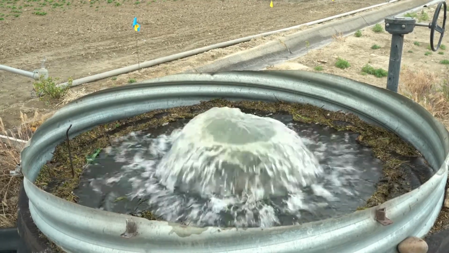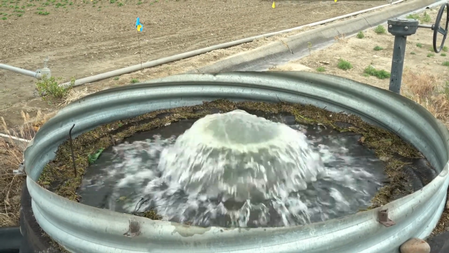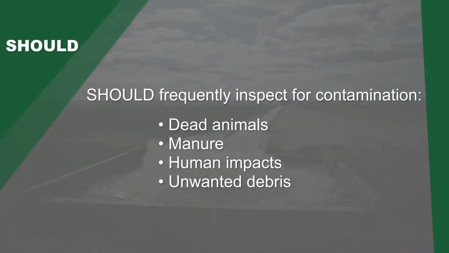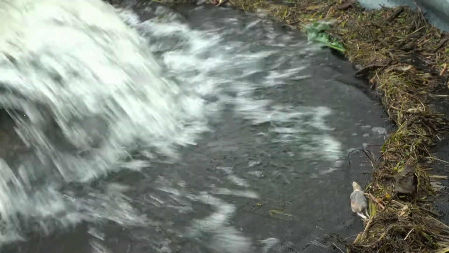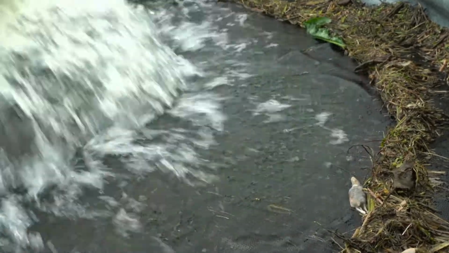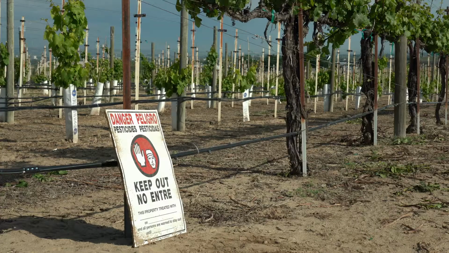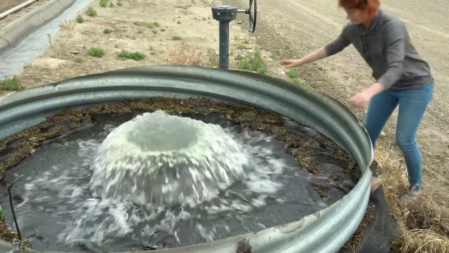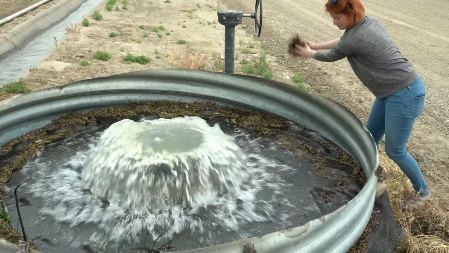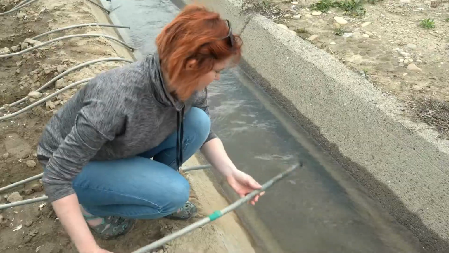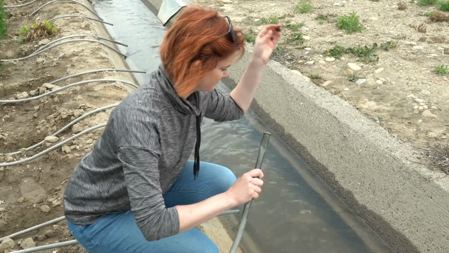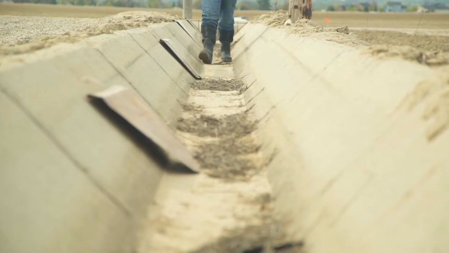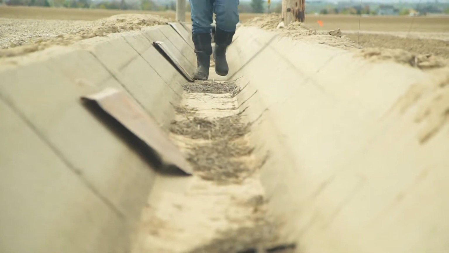Because surface water sources are open to the environment, they are exposed to many potential contamination sources. You should frequently inspect for contamination, including dead animals, manure, human impacts, and unwanted debris. If you have recurring issues and are concerned about contamination to your water, you might take steps to reduce contamination risk, such as monitor and control access using fences, signs, animal deterrents, or netting. Frequently inspect head gates, ditches, pipes, and other water distribution systems that are within your control to ensure they do not become a source of contamination. If an inspection of these components reveals an issue, take the time to fix it or report it to someone who can.